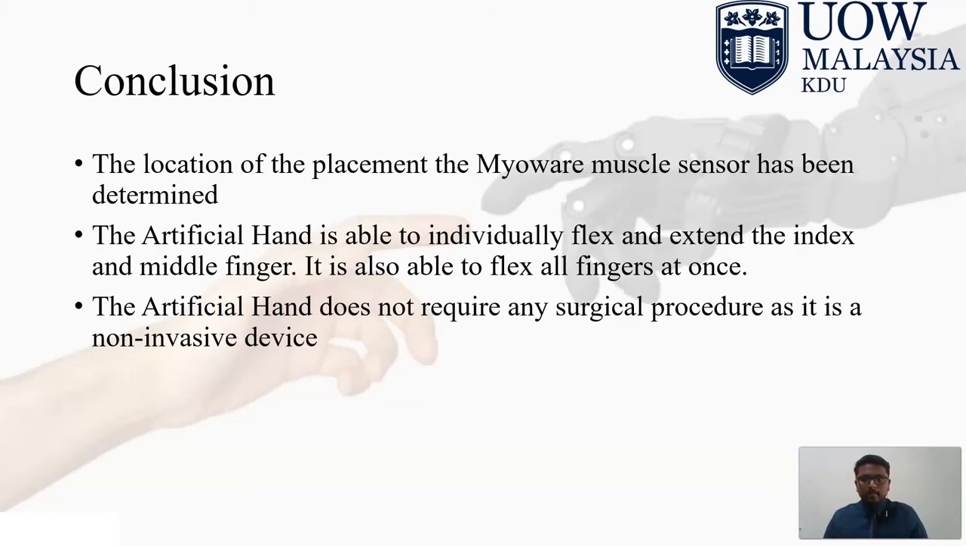This is by setting a command: when both sensors are turned on, it will flex all 5 fingers at once in the form of a fist in order to grip on items or carry or lift up items. Lastly, the artificial hand does not require any surgical procedure as it is a non-invasive device.